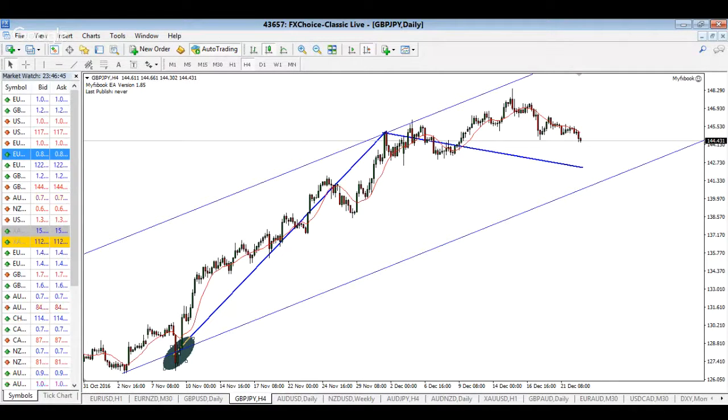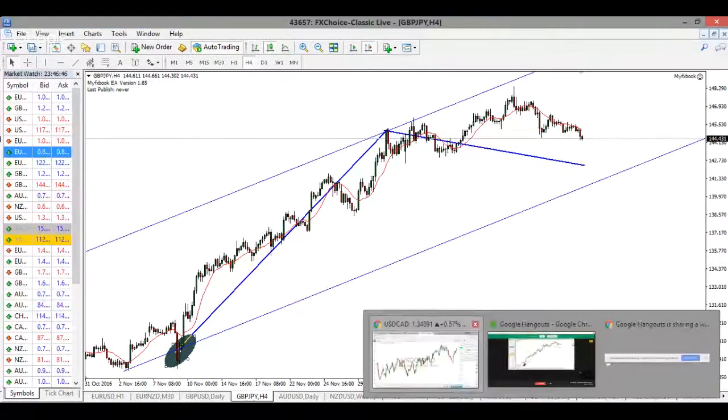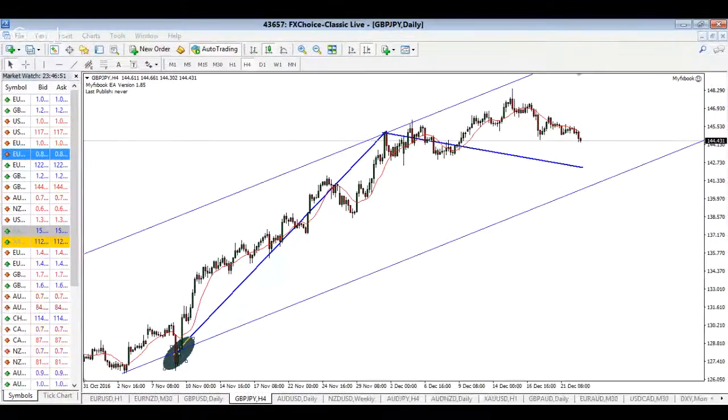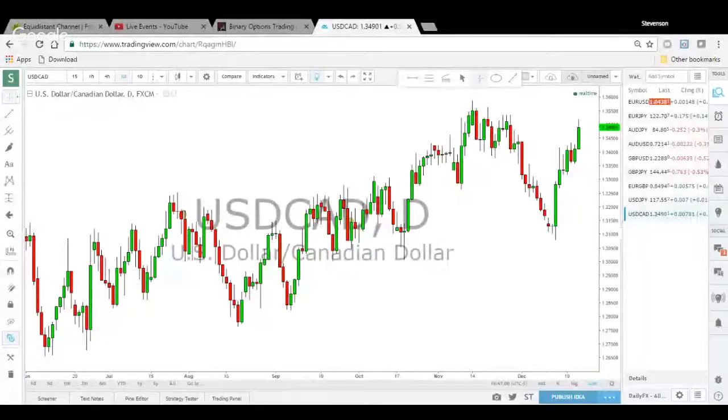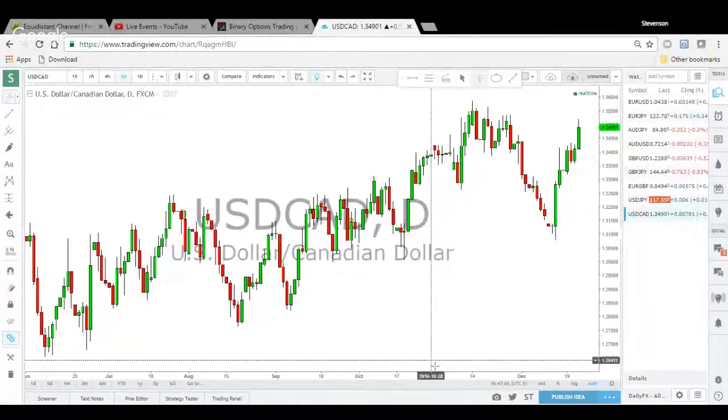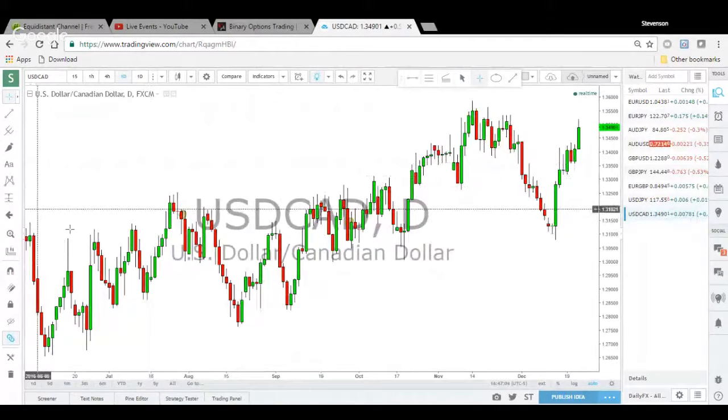Now, going on to TradingView, how to do it on your TradingView platform. All right. So here's TradingView. I got USD Canadian dollar on the daily.